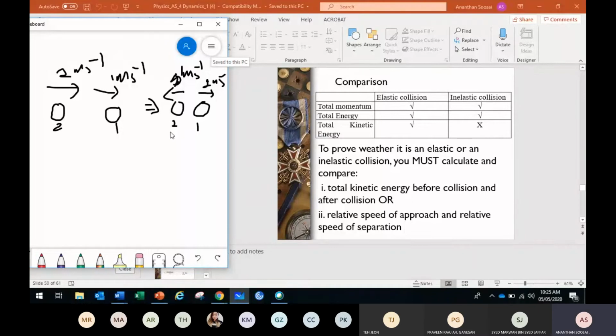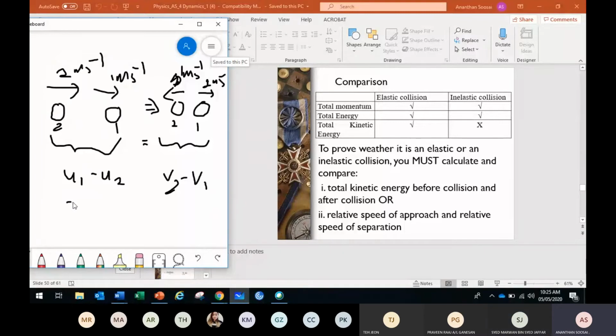So with your old method, what do you do? You check the total kinetic energy before and the total kinetic energy after. Is it the same? Then you say it's elastic or non-elastic. But now the easy way is: U1 minus U2, check, is it the same as V2 minus V1? Because this formula is derived based on conservation of kinetic energy and momentum, so kinetic energy conservation has been considered here. So check: what is U1 minus U2 for this system?